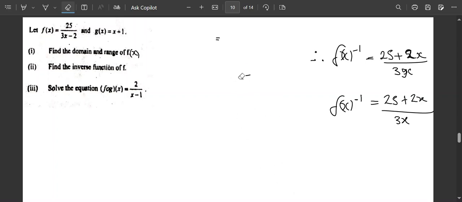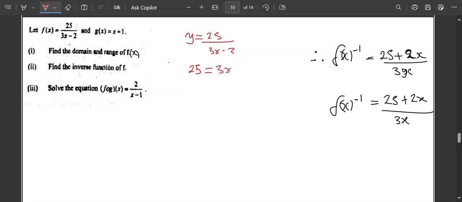Let me do it first. We are saying we have y is equal to 25 over 3x minus 2. So we make this one the subject. So you multiply, okay? We have 25 is equal to 3xy minus 2y. Then we want to make x the subject. So this will be 3xy is equal to 25 plus 2y.